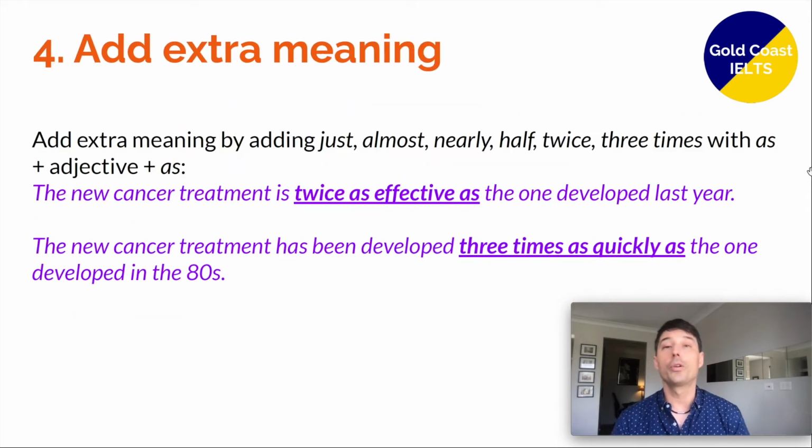So another cool thing to do is add extra meaning by adding little words like just, almost, nearly, half, twice, and 3 times with the grammatical construction as plus adjective plus as. Here's an example. The new cancer treatment is twice as effective as the one developed last year. Or the new cancer treatment has been developed 3 times as quickly as the one developed in the 80s.